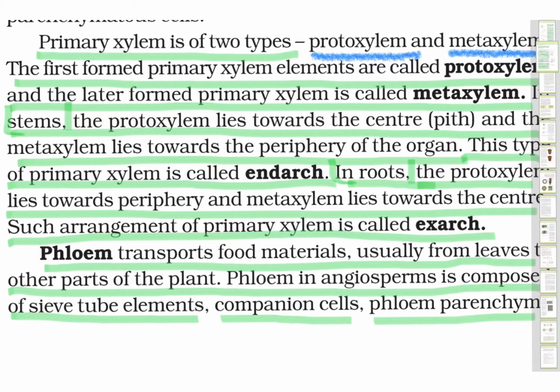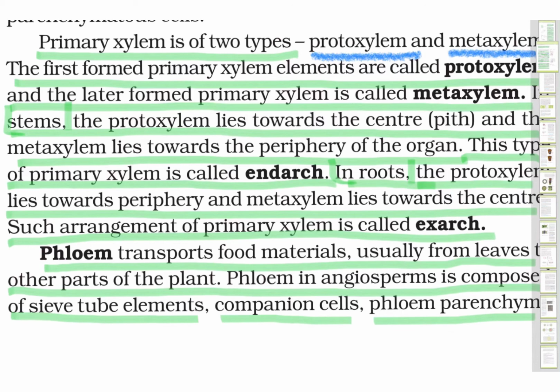Particularly in the stem, the protoxylem lies towards the central area, that is the pith, and the metaxylem lies towards the periphery of the organ. This type of arrangement is known as endarch. But in roots, it is the opposite condition. The protoxylem lies towards the periphery, that means the outer end, and the metaxylem lies towards the central part, the pith. Such an arrangement of primary xylem is known as exarch. When we deal with tissue arrangement, I will tell you again.